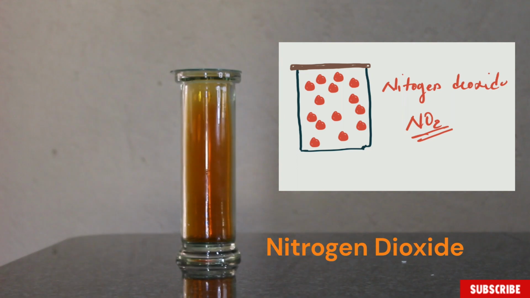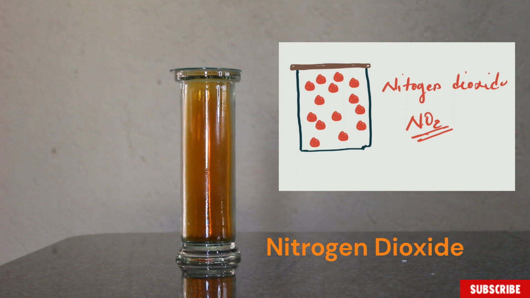Alright guys, so here we have the gas jar with nitrogen dioxide, which was produced by reacting copper and nitric acid. This is a reddish-brown gas. It is a little bit poisonous, so we cannot smell the gas. Now this gas is in the gas jar, and we have a lid right on top to not let the gas escape from the gas jar.